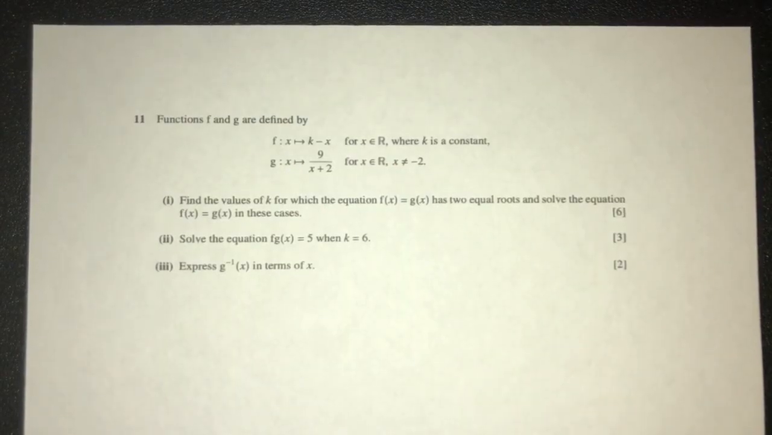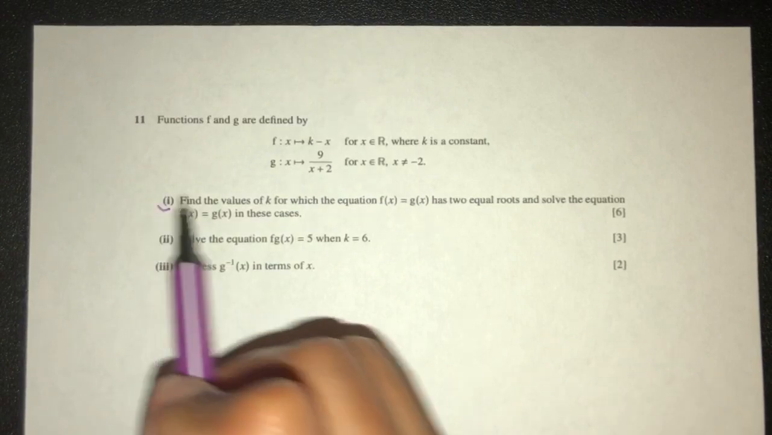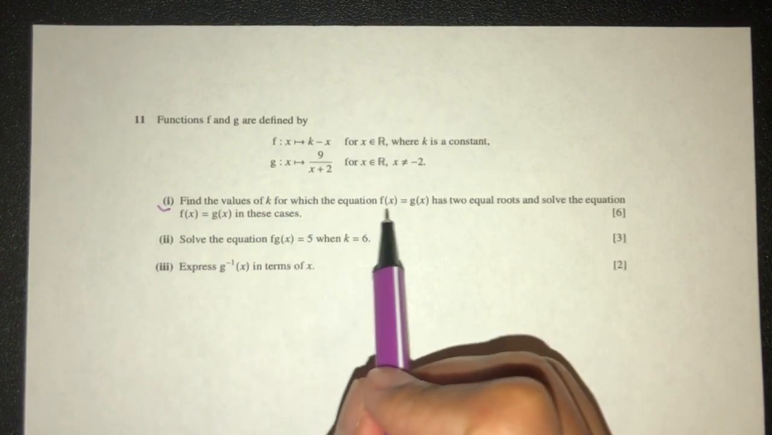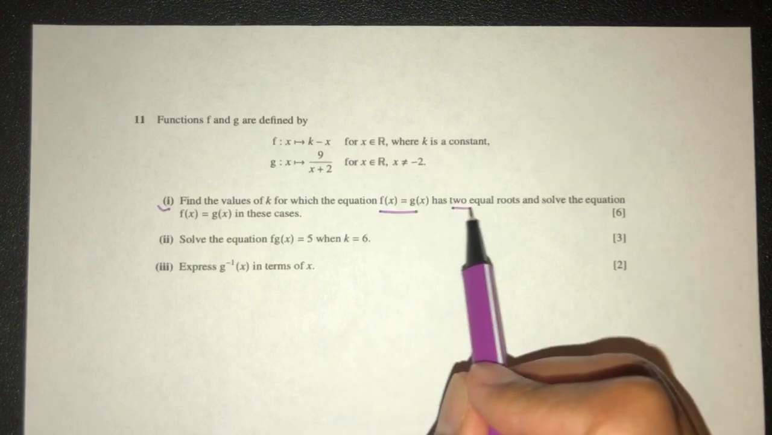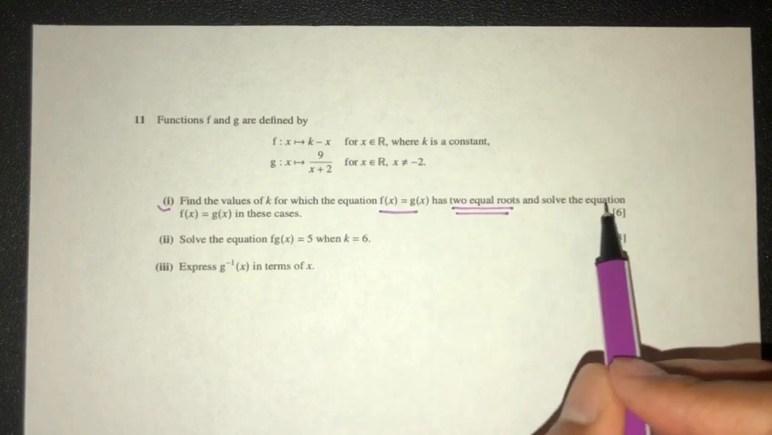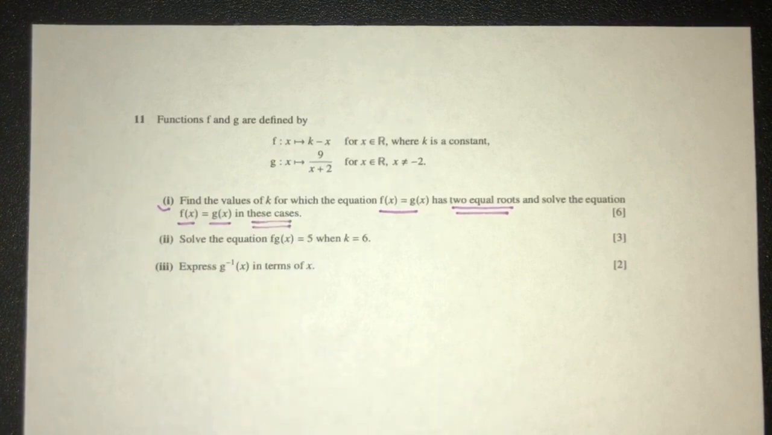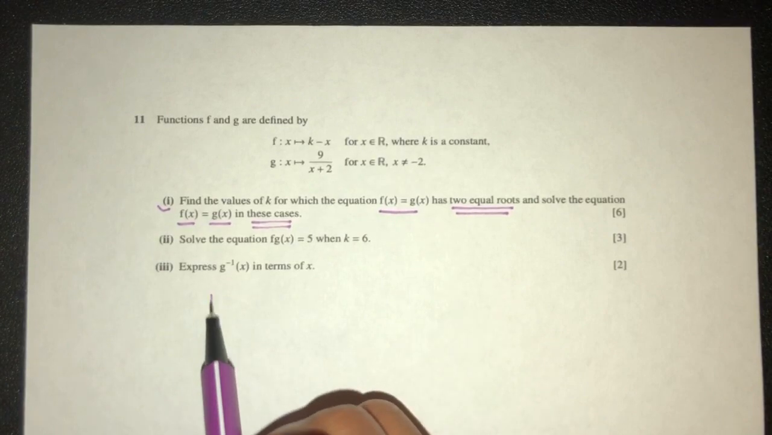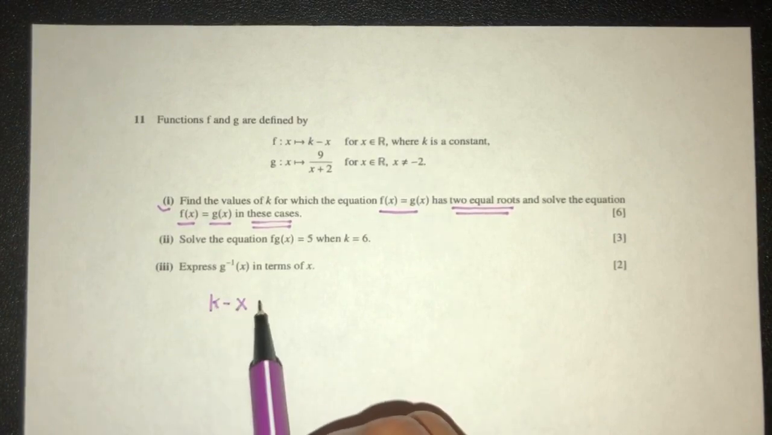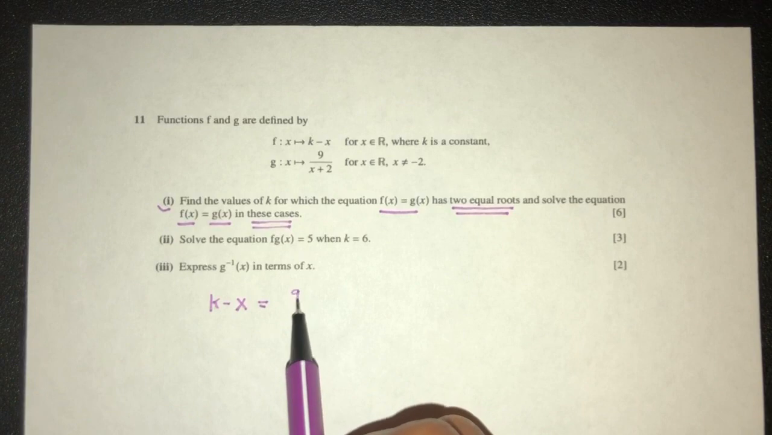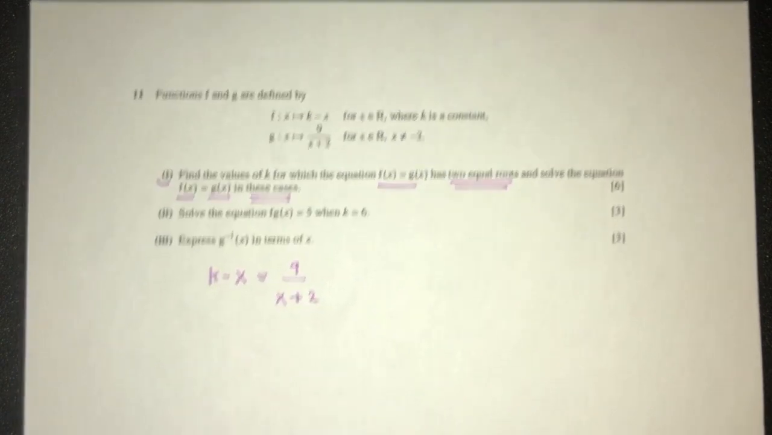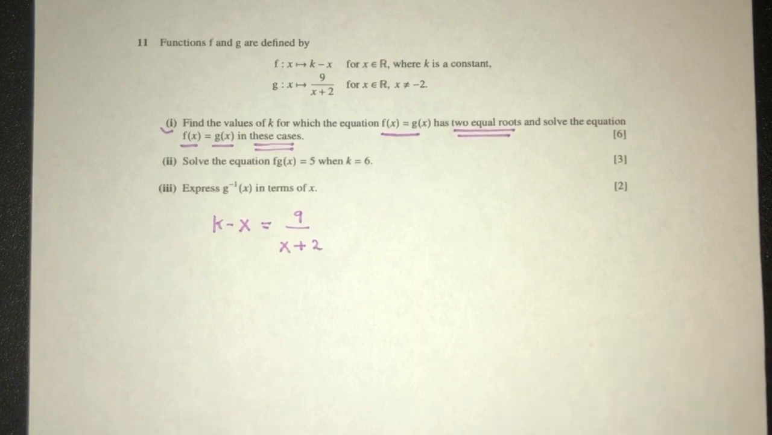Functions f and g are defined by the following. Okay, good to know. Now part 1, we have to find the values of k for which the equation has two equal roots, and solve the equation in these cases. So let's find out. First, let me write down f of x. So f of x is k minus x, is equal to 9 over x plus 2. Right.